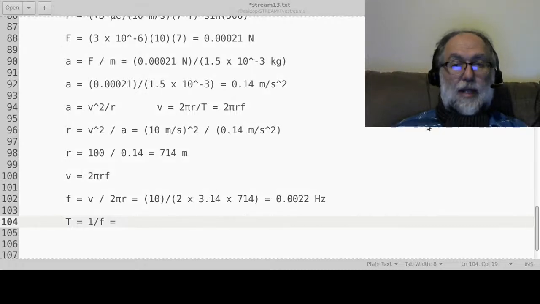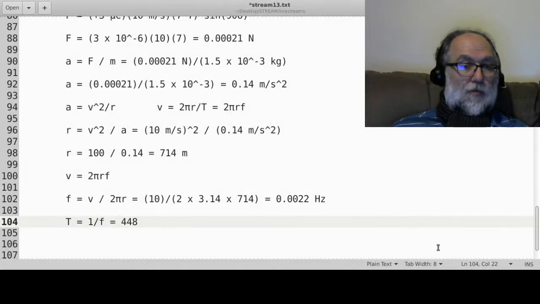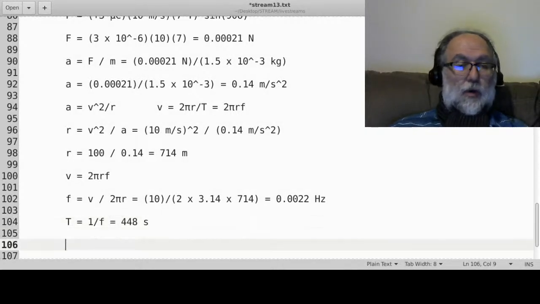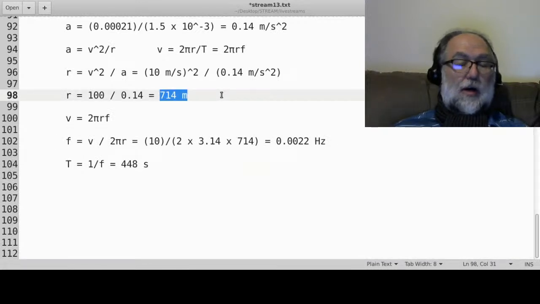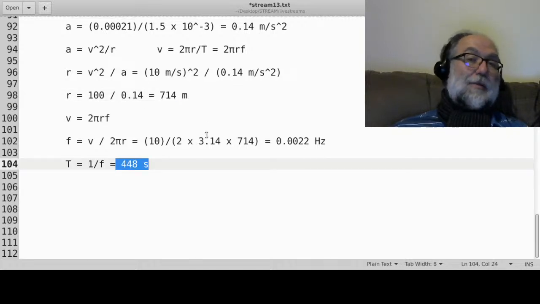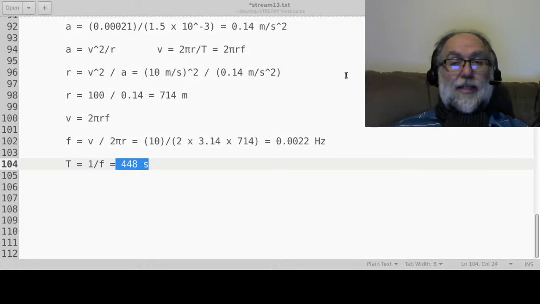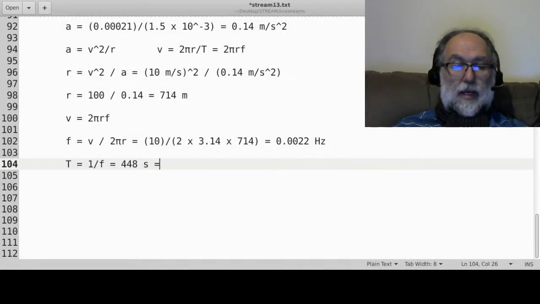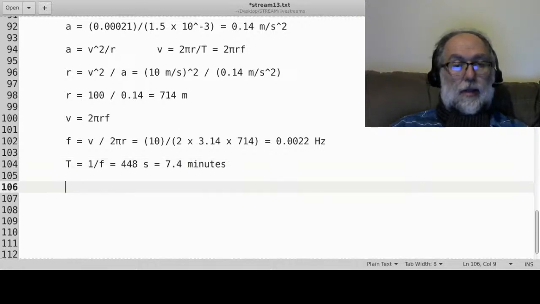And that would be, let me give you that number, 448 seconds. Okay, so it would travel along a circle of radius 714 meters, really big. Okay, and it would take 448 seconds to make that turn. So 448 seconds, just to convert that to minutes, is going to be like 7.4 minutes. Okay. All right, there you go. So that answers that question.